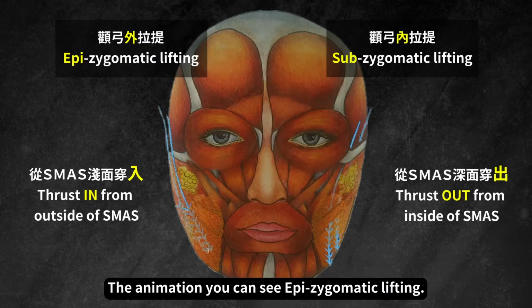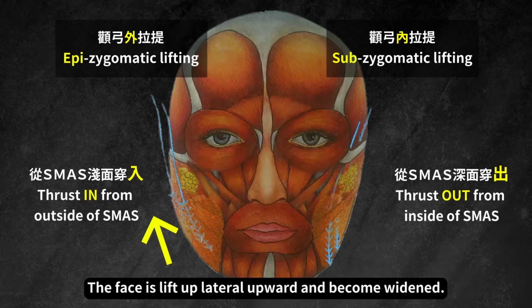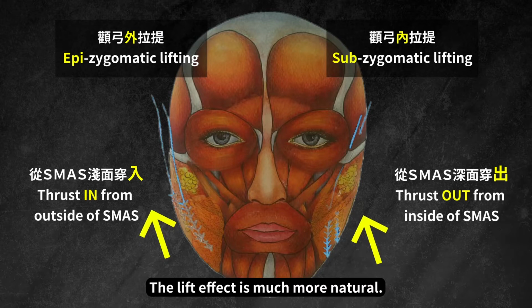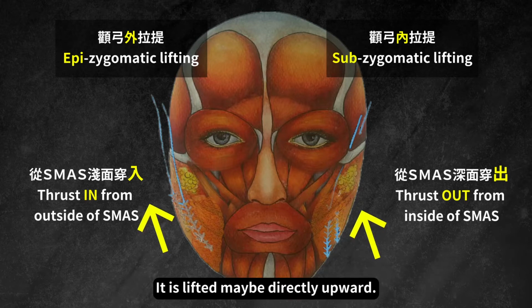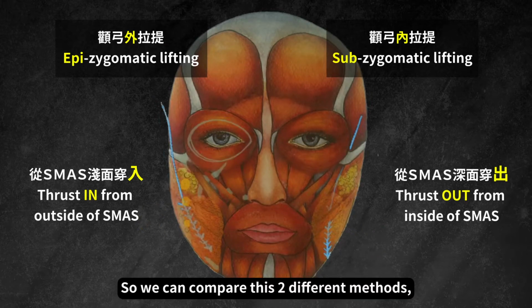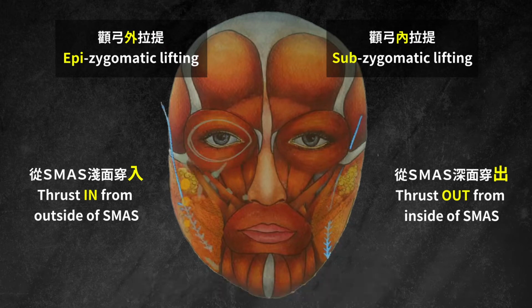Let's see the animation again. You can see epizygomatic lifting: the face is lifted lateralward and becomes widened. But in the subzygomatic lifting, the lift effect is much more natural. It looks natural because it is not lifting lateral-upward. It lifts directly upward, or maybe a little inward and up. So we can compare these two different methods. It causes two different shape changes here.